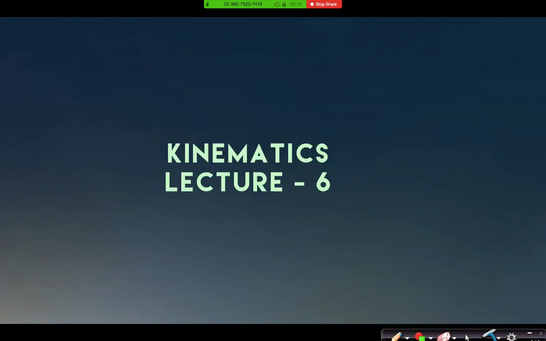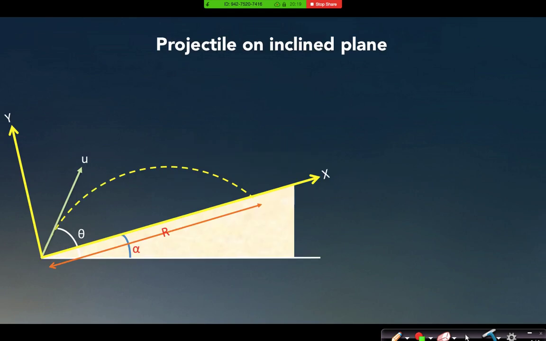All right. So today we will start kinematics lecture number 6, projectile on inclined plane. As you can see in the diagram, I have projected a particle from the ground itself, but the particle does not land on the ground. The particle lands on an inclined plane. So how do I analyze this motion? There are two ways to analyze its journey.